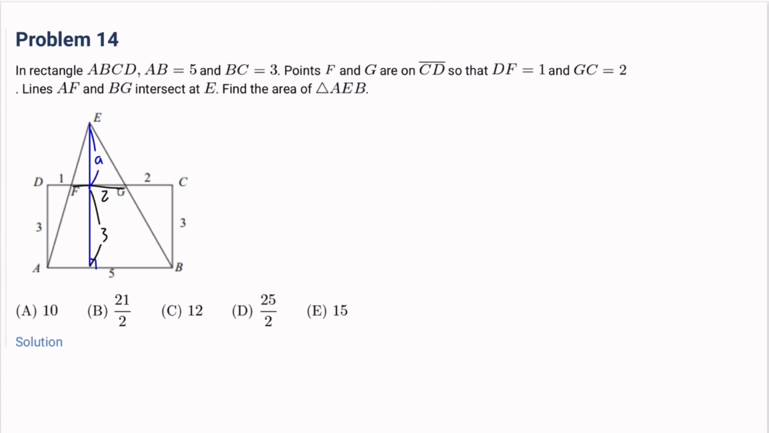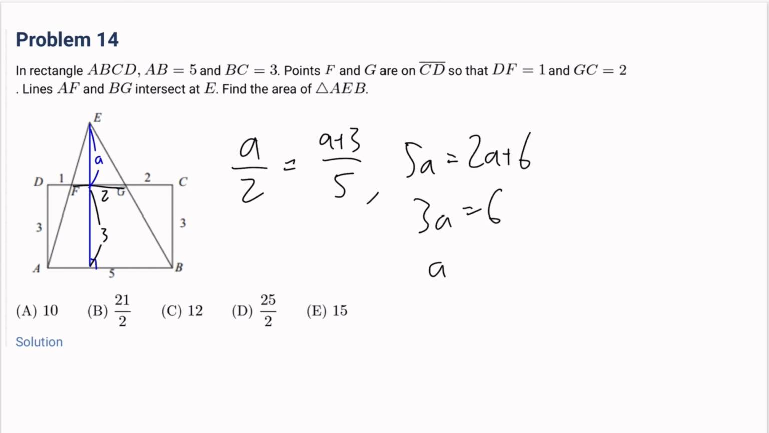And so since they are similar, that means the ratio of this to this is equal to the ratio of this to this, right? And so this to this ratio, that is A to 2, so A over 2 is equal to this over this ratio, so that is just A plus 3 over 5, right? So if we cross multiply, we get 5A equals 2A plus 6, so 3A equals 6, A equals 2, right?